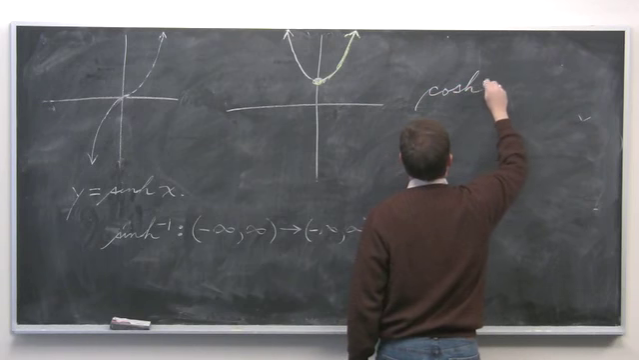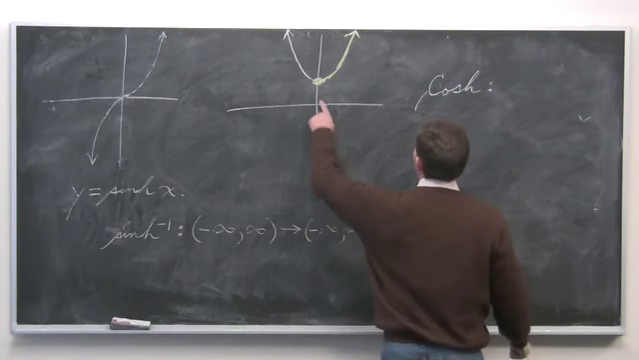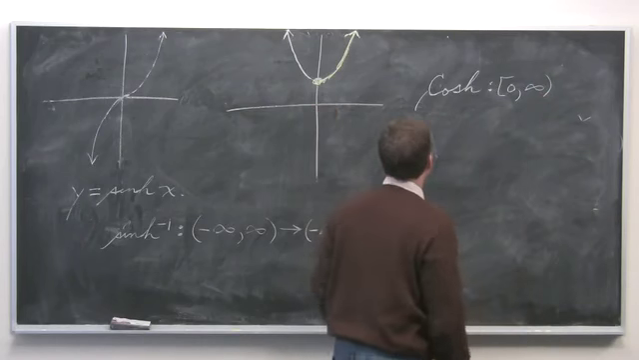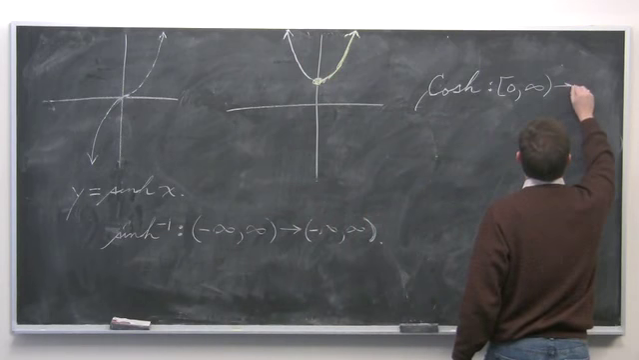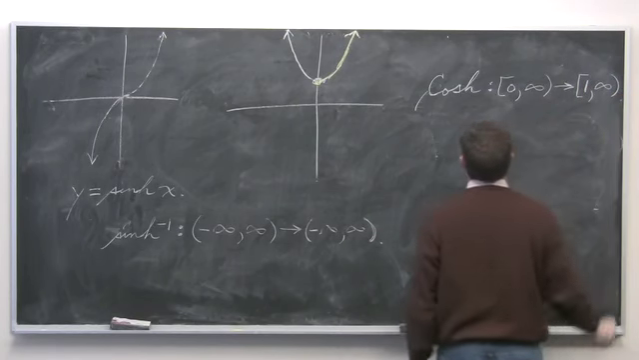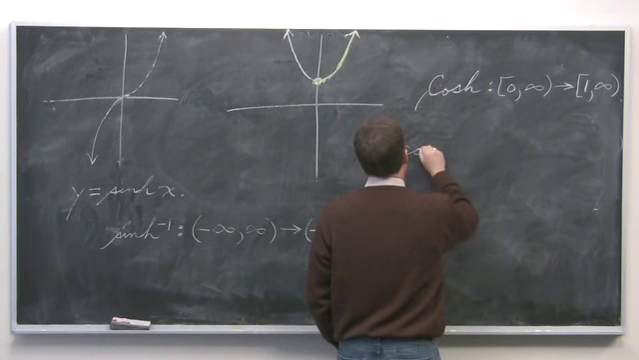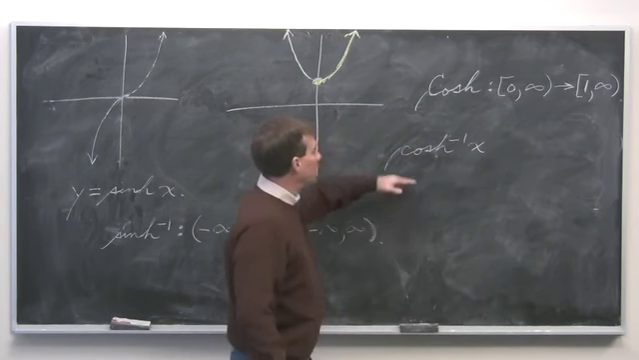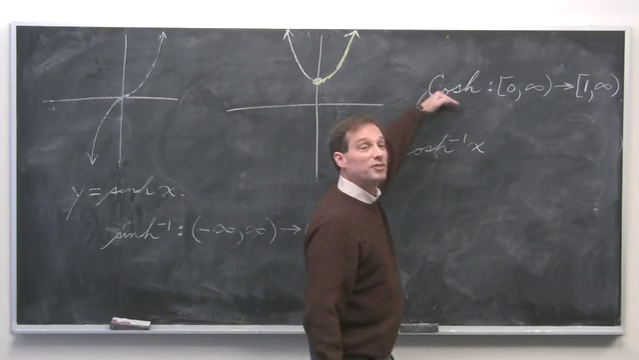So we take hyperbolic cosine, I'll write it with a capital C to indicate this restriction. It's a function that's defined from 0 to infinity, including infinity, and it goes onto its range, all real numbers greater than or equal to 1. And we define inverse hyperbolic cosine. When we write the inverse hyperbolic cosine, but with a lowercase c, exactly what we mean is the inverse of this function.